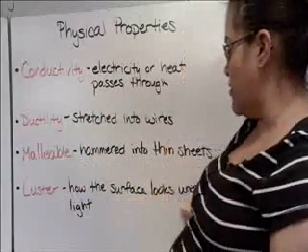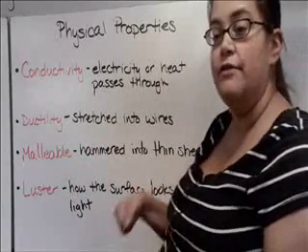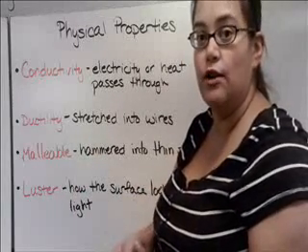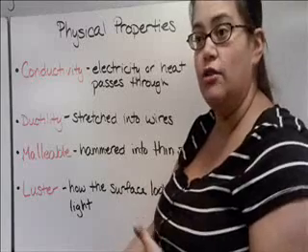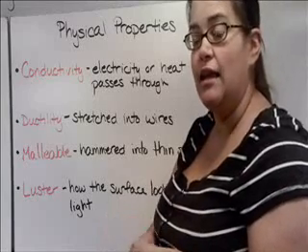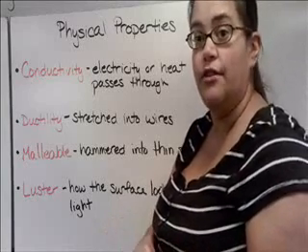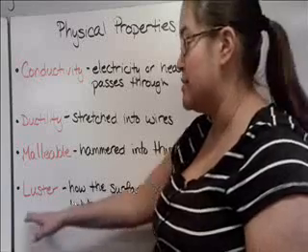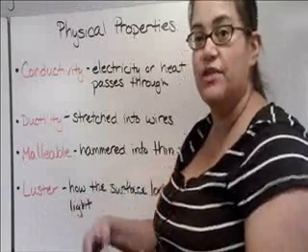Luster is how the surface looks under light. So if you shine a light on the substance, what does it look like? Is it shiny? Is it dull? Is it sparkly, like metallic? Does it have a pearl finish? There are several different descriptions for luster. This is what the surface looks like.